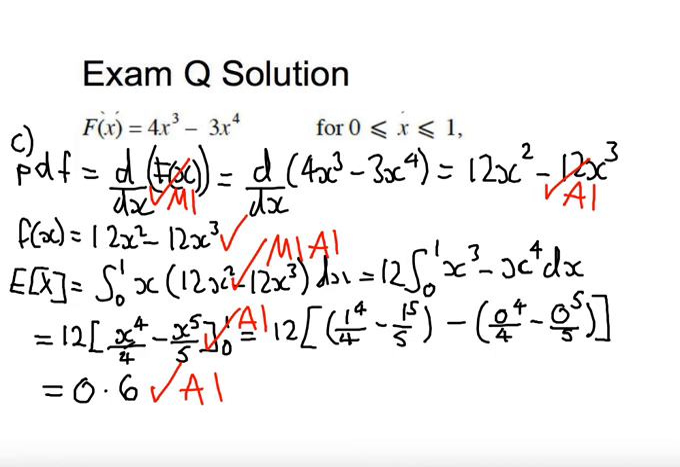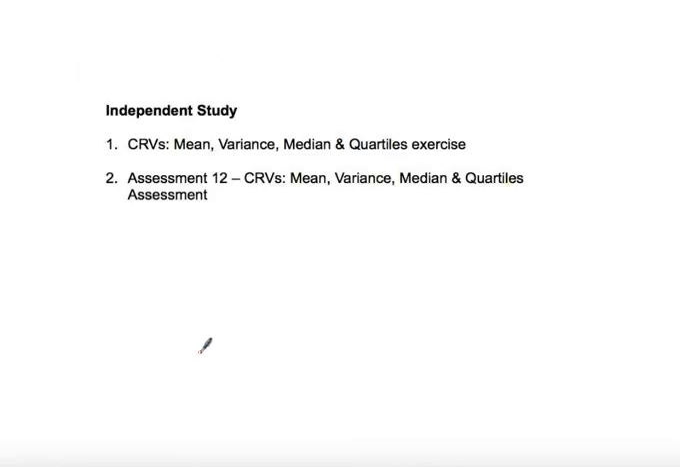Okay, well, I hope that exam question made sense and you were able to follow what I was doing, and then you were able to follow how to mark it, because that is now S1 finished and continuous random variables finished. At this point, you should do some independent study, work on continuous random variables, so do a mean, variance, median, and quartiles exercise. And then once you've done that and you feel confident, have a go at assessment 12, which is continuous random variables, mean, variance, median, and quartiles assessment.